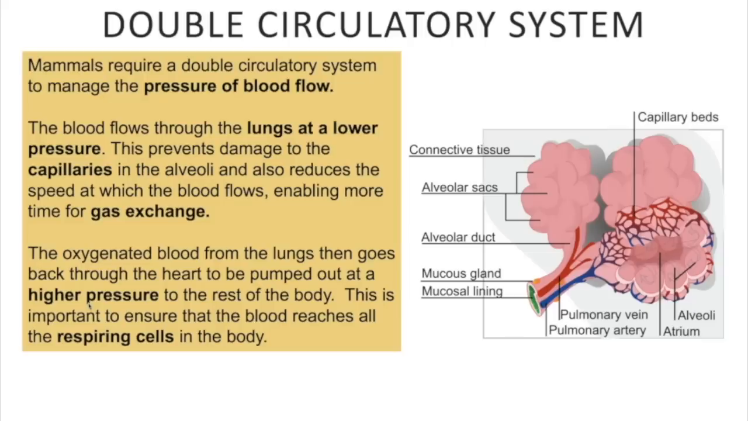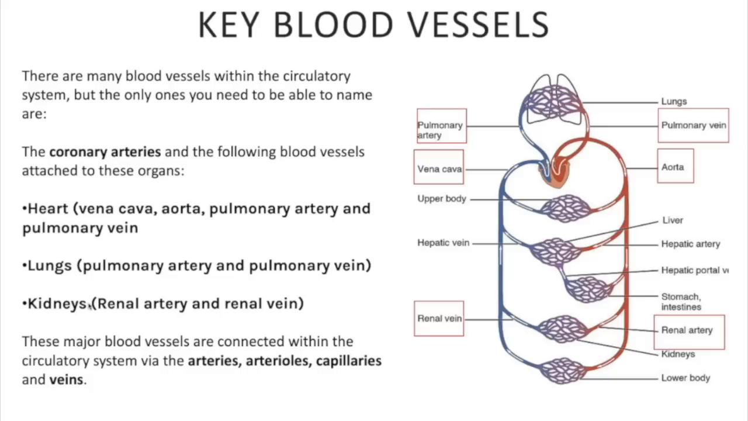And this is important to make sure that the blood is able to reach all of those respiring cells in the body. Now, the key blood vessels that you need to know about are, first of all, the coronary arteries, and these are the arteries that cover the heart itself to supply the heart muscle or cardiac muscle with oxygenated blood. You also need to know the 4 blood vessels that are delivering blood into and out of the heart: the vena cava, aorta, pulmonary artery, and the pulmonary vein.